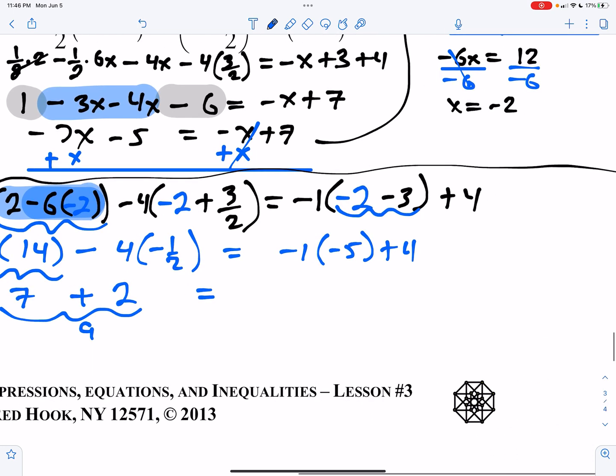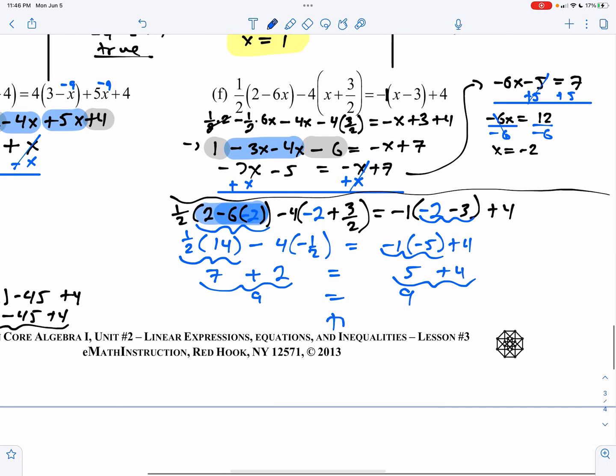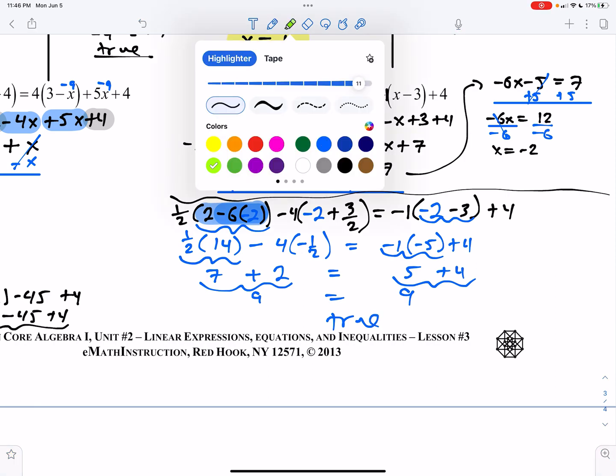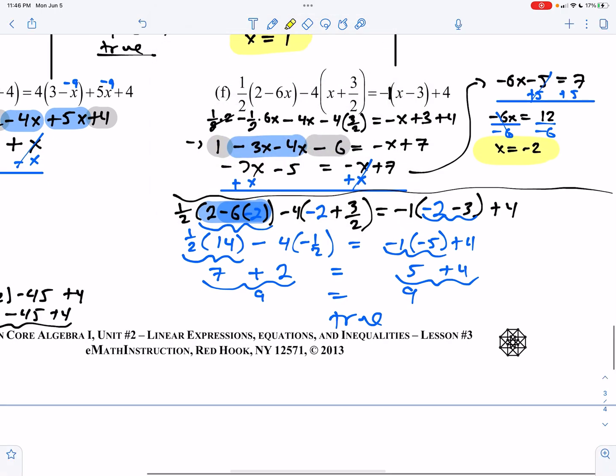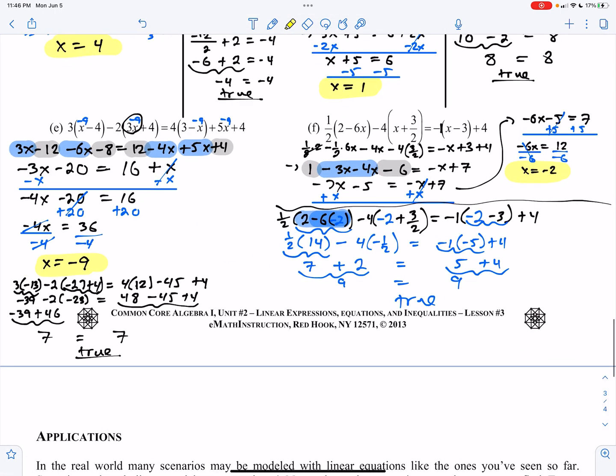Okay, and on this side, we have negative 1 times negative 5 is positive 5 plus 4. That also is positive 9. So 9 equals 9. We get a true statement telling you that x equals negative 2 is our solution.